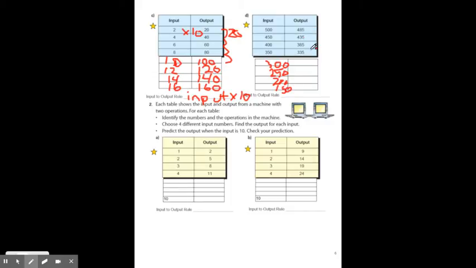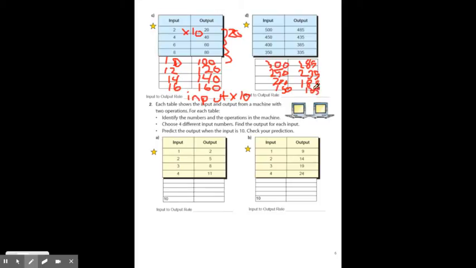Then I look at my output, 485, 435, 385, 335. Looks to me like this one is also going down by 50s. So it's going to go 285 and 235, 185, 135.